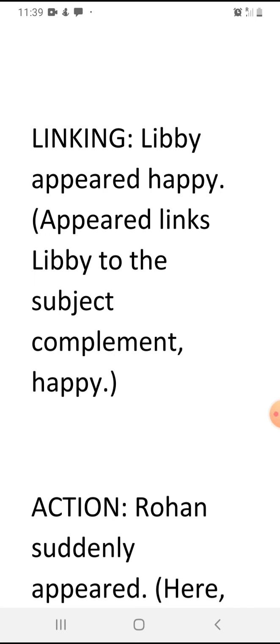Libby appeared happy. Here appeared links Libby, which is the subject, to its complement, that is happy. Here appeared is a linking verb.